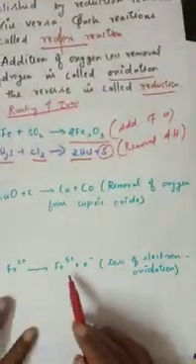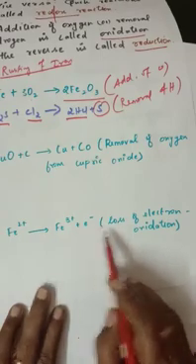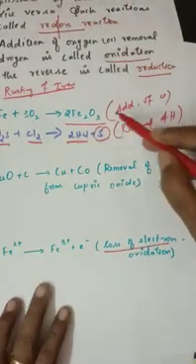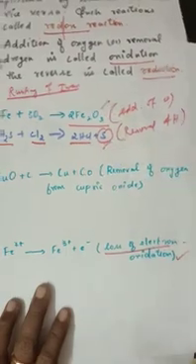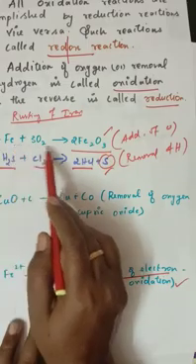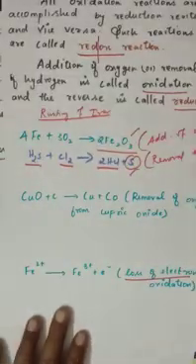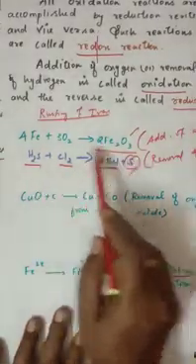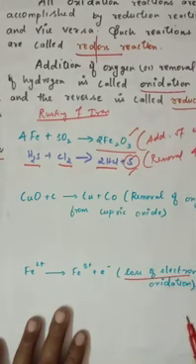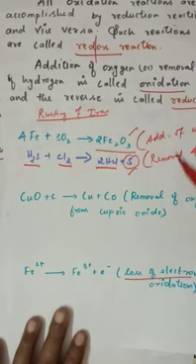One more example we can see for this. Fe2+ becomes Fe3+ plus an electron. So here loss of electron is known as oxidation. These three definitions are known as oxidation reaction: addition of oxygen, removal of hydrogen, and loss of electron. Loss of electron is known as oxidation.